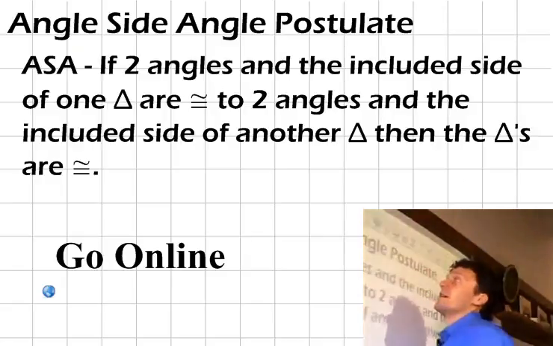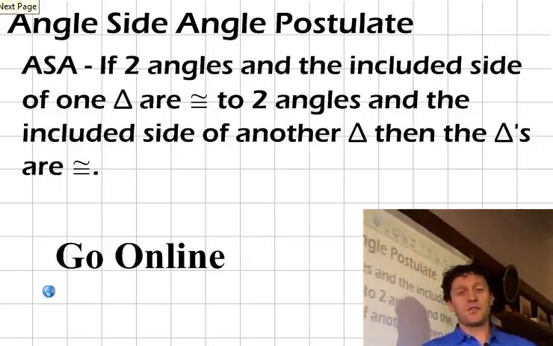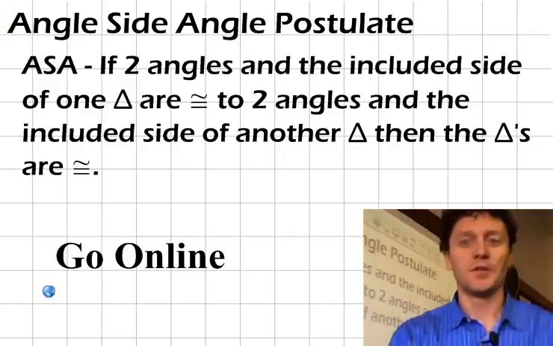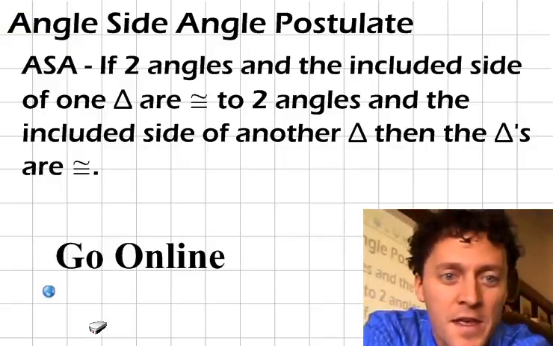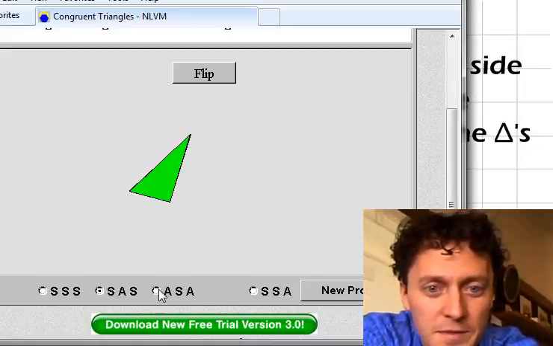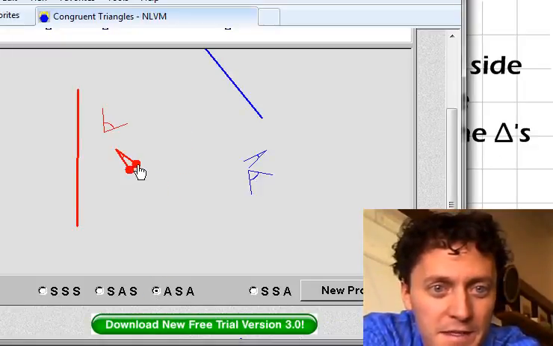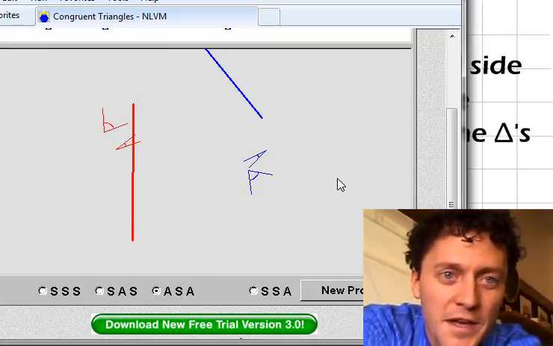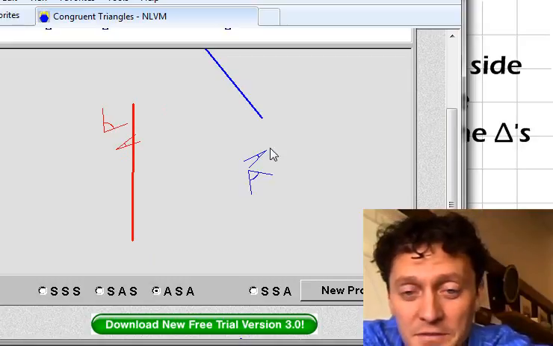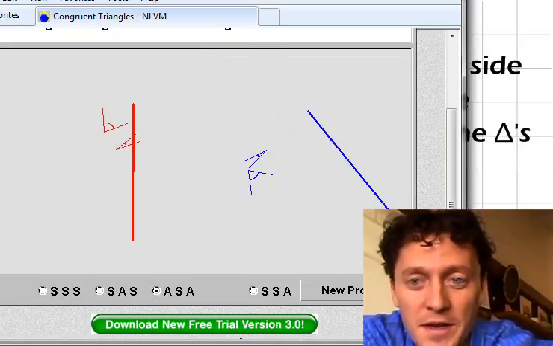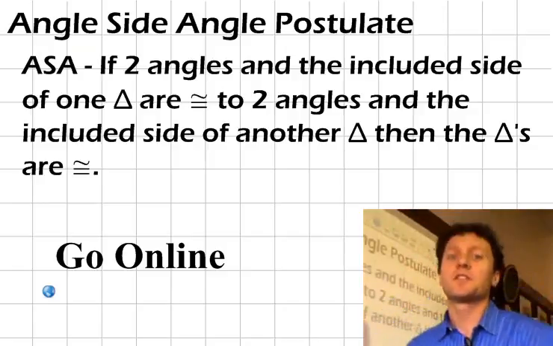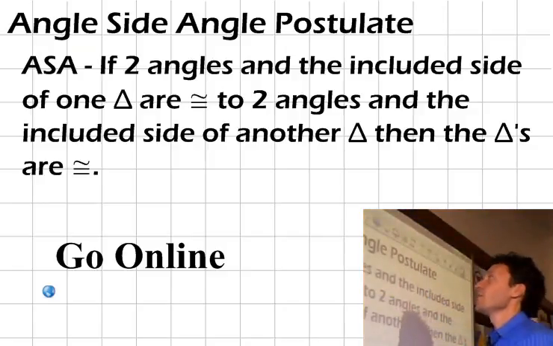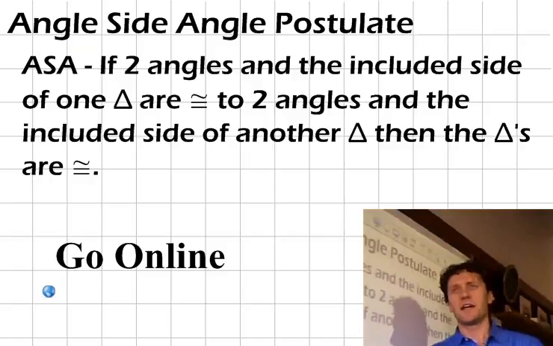Then, angle side angle. Again, if 2 angles and the included side are congruent to 2 angles and the included side of another, then the triangles are congruent. Okay, so let me go back real quick here. Well, actually, this is not going to be quick. I'll tell you what. You can try this at home. Go search for National Library of Virtual Manipulatives, or I'll put the link up on my website, and you can try this at home. Okay, so let's go on. Let's use this now. We've got the side angle side, side side side, and now we've got this one, angle side angle.